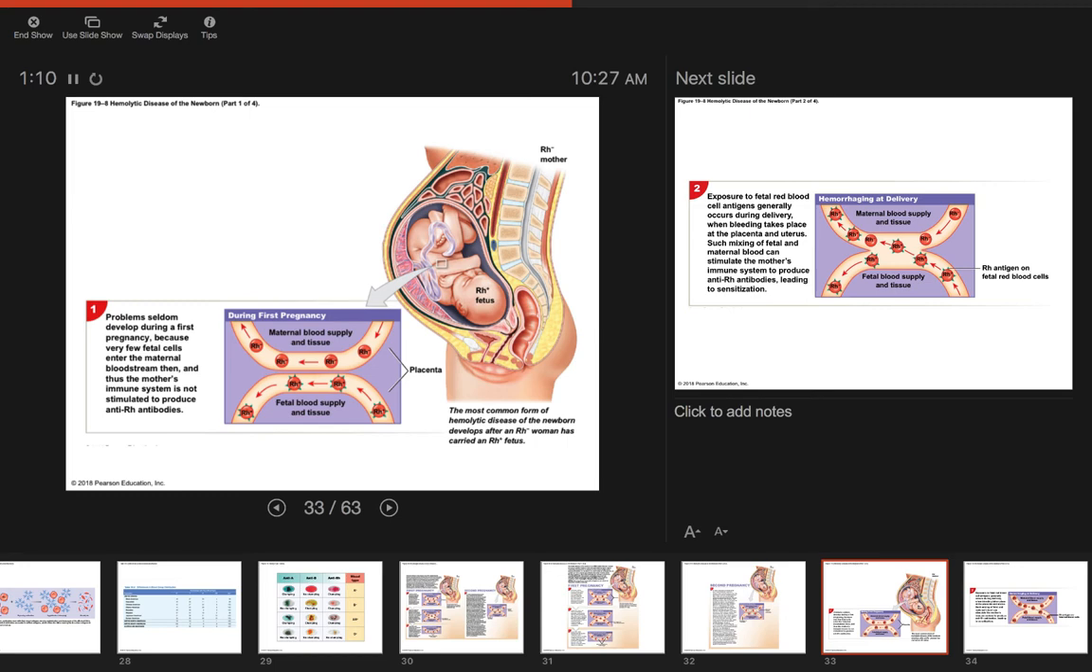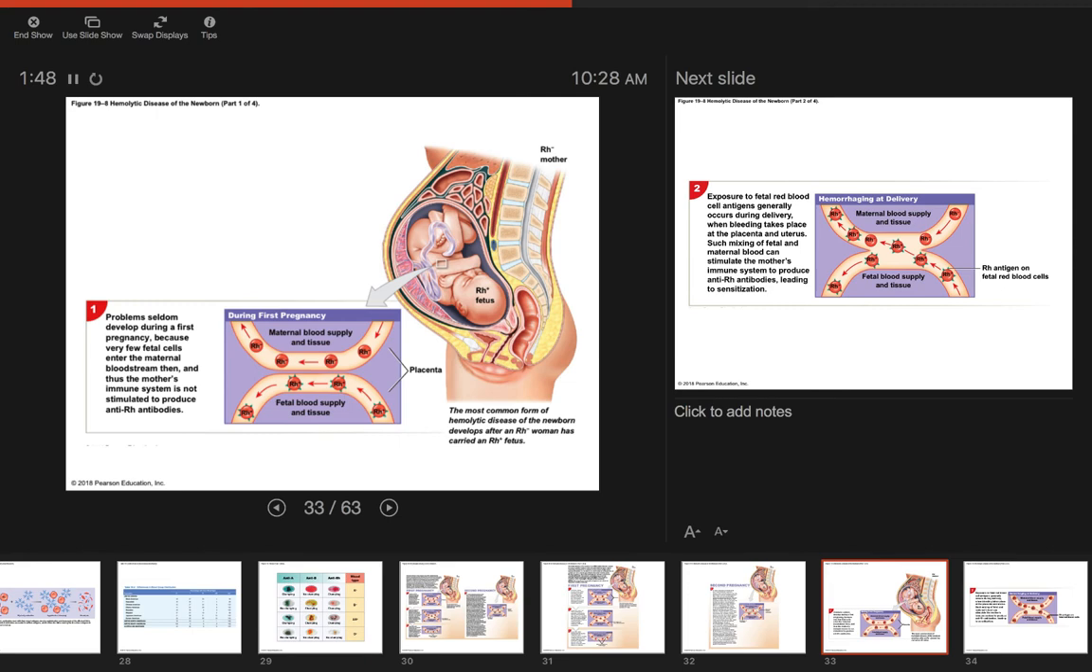So if that Rh antigen came in contact with mom's blood, she would start producing antibodies, and she would attack that baby's blood. Okay? But in the first pregnancy, we have that placenta, there's no crossing. Those red blood cells are too big, and they can't cross over that placenta, so there's no mixing of that blood. So mom doesn't develop the antibodies, so mom doesn't attack the baby's blood, and that baby should be born without any problems in that first pregnancy, right?